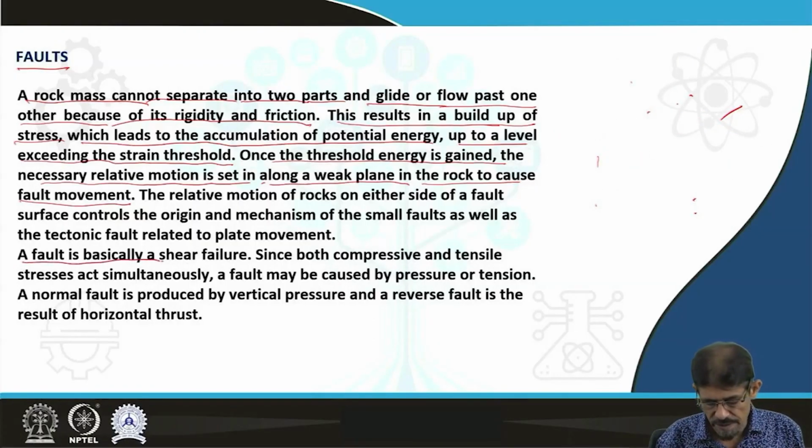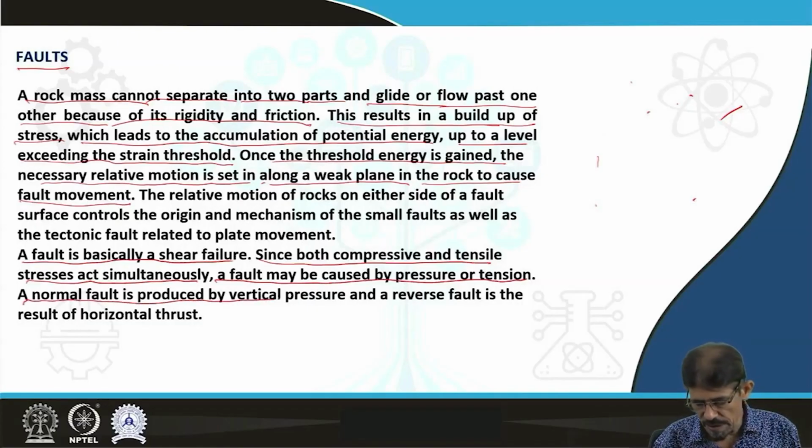A fault is basically a shear failure, since both compressive and tensile stresses act simultaneously, and a fault may be caused by pressure or tension. A normal fault is produced by vertical pressure, and a reverse fault is a result of horizontal thrust.